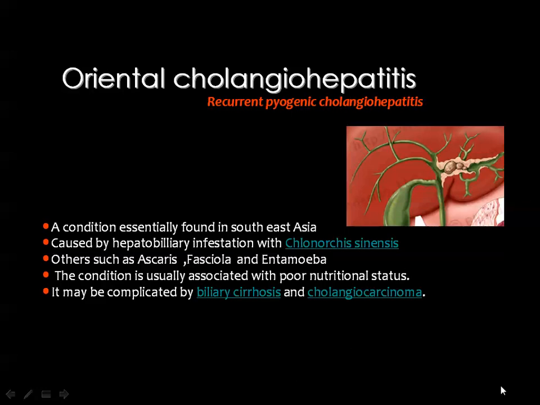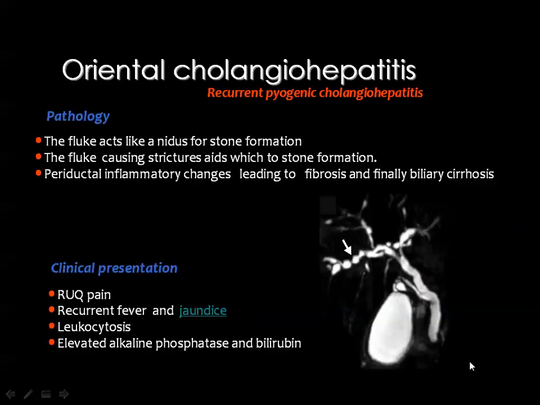According to the literature, oriental cholangitis is essentially found in Southeast Asia and is caused by infestation with a hepatobiliary parasite, and this parasite will initiate an inflammatory reaction, and this reaction will cause some strictures and will also lead to the formation of calculi inside the biliary system.